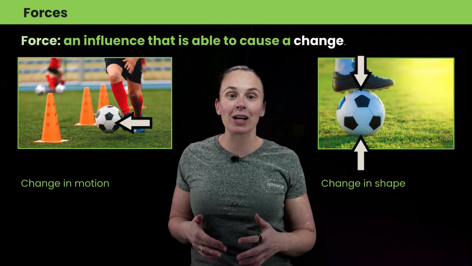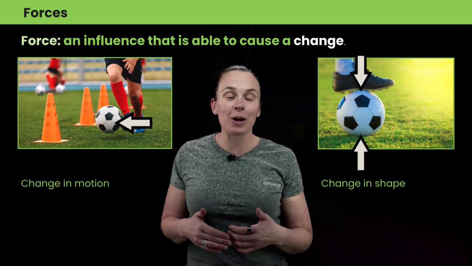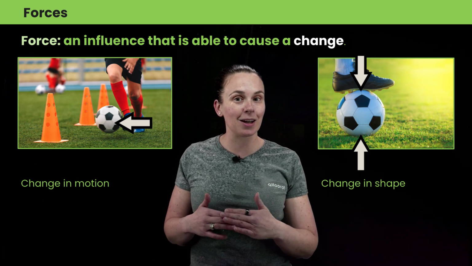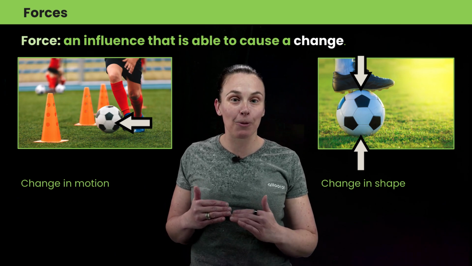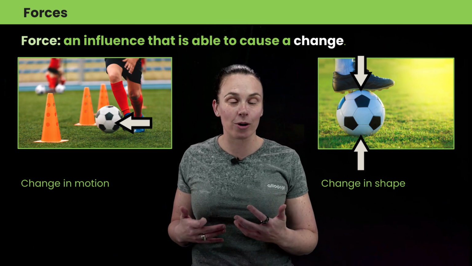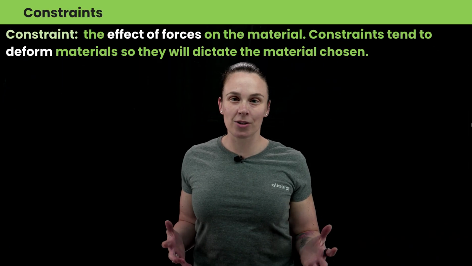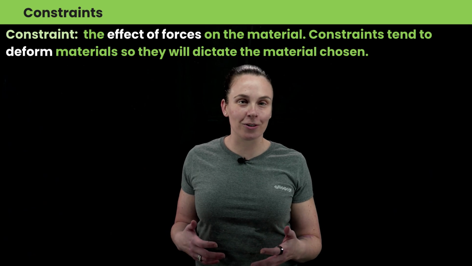Forces can also create a change in shape. So here, for example, with the soccer ball again, we have the cleat on top of the soccer ball compressing it, as well as the turf underneath pushing it upwards, creating that compression or that force on the soccer ball, changing its shape a little bit. So what is a constraint? Well, a constraint is the effect of forces on the material.